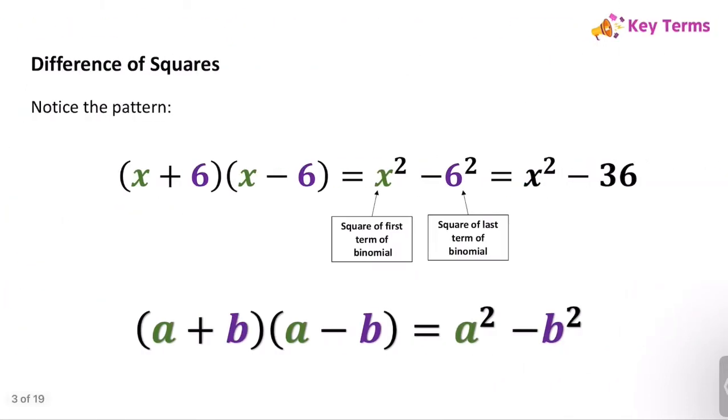So this is where we get that difference of squares factoring pattern. So if you're multiplying the sum of two terms times the difference of two terms, that's going to equal the square of the first term minus the square of the second term. So x plus 6 times x minus 6 is x squared minus 36. Okay, a plus b times a minus b is a squared minus b squared.